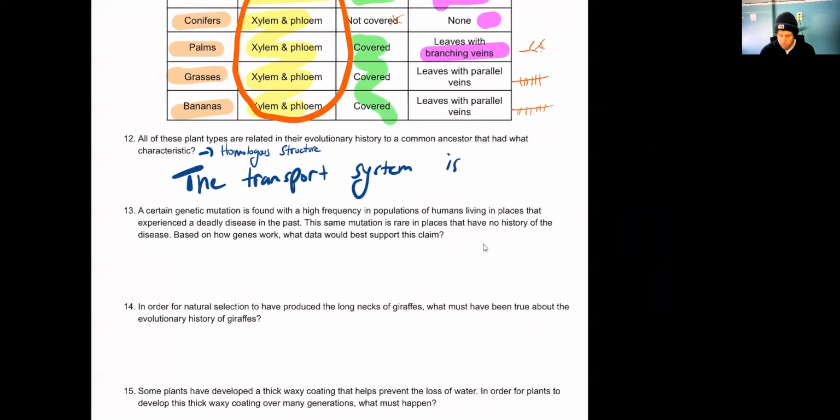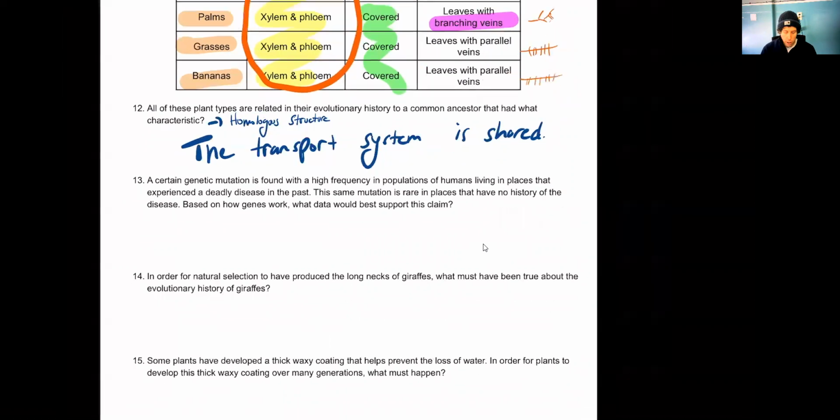Is shared. So they all must be related to a common ancestor that developed the xylem and the phloem first. This is something they all share. This shows that they have a common ancestor. Let's look at question 13.